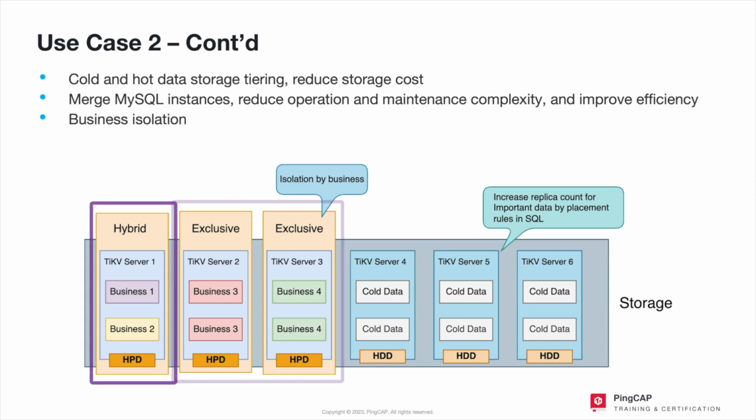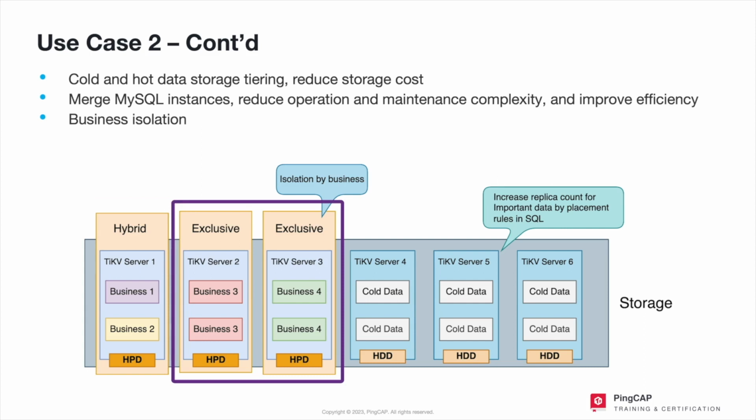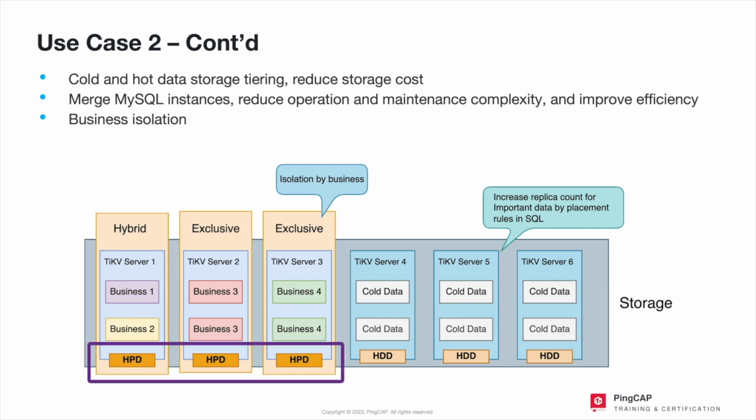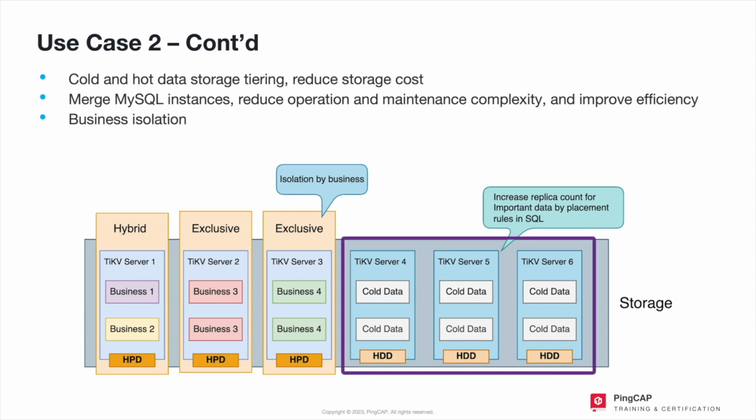Compare this with business 3 and 4. They were deployed using the exclusive model. Each of these databases has TiDB nodes exclusively dedicated to it. Business 3 has a TiDB node that only it uses, and Business 4 has TiDB nodes that only it uses. This results in physical isolation of databases from other businesses. Notice that the hybrid and exclusive approaches both use high-performance disks. In reality, these are SSDs. Finally, the cold data area is placed on a dedicated TiDB server, which runs low-performance disks. In this case, they are HDDs.